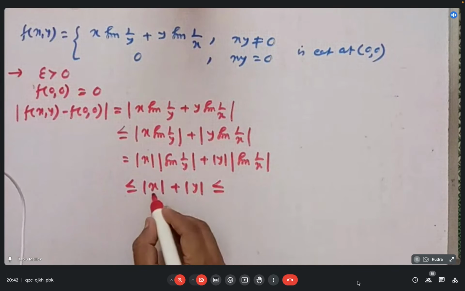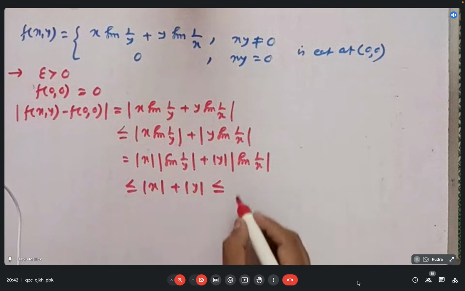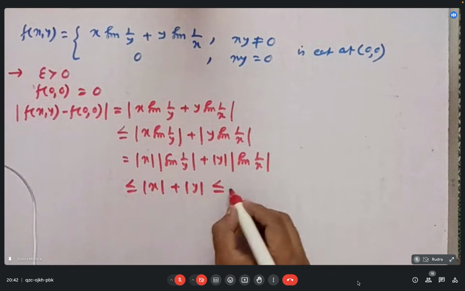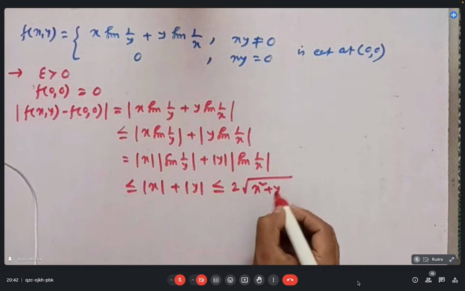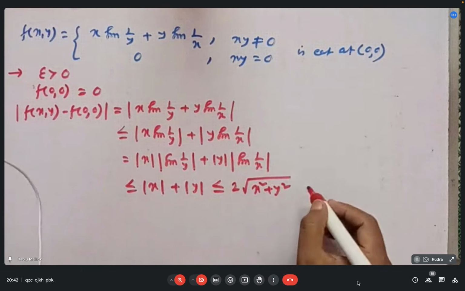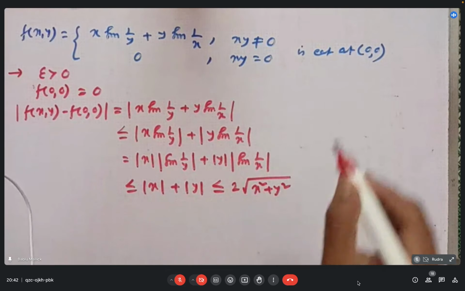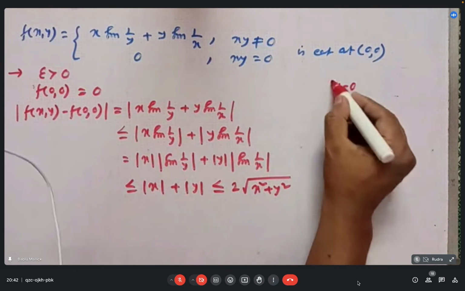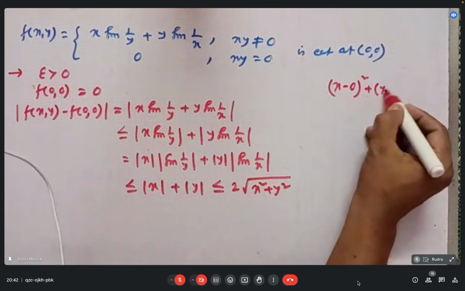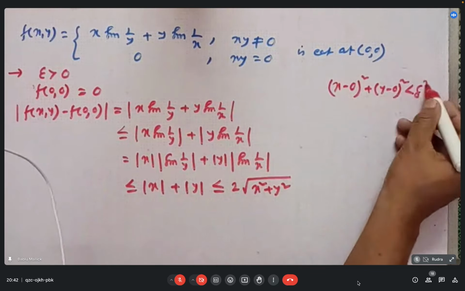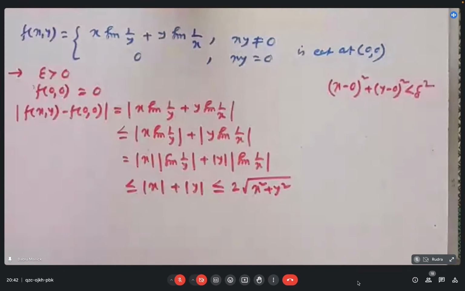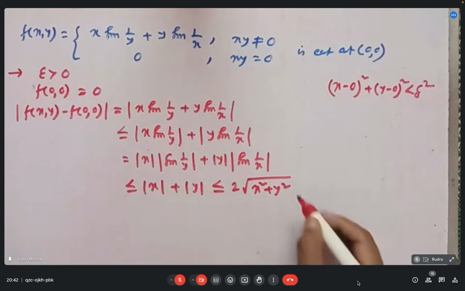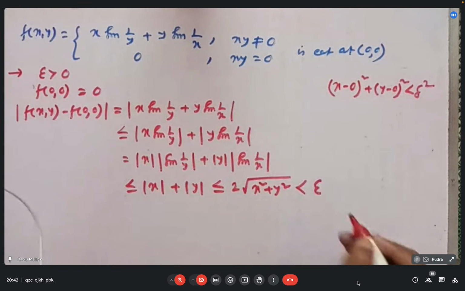Again, modulus x is less than or equal to root under x square plus y square, and mod y is the same thing, so it is less than or equal to 2 times root of x square plus y square. Now, our aim is to get x minus 0 whole square plus y minus 0 whole square less than delta square. So I need the x square plus y square term. Here we are getting the x square plus y square term. So now I shall make it less than epsilon.